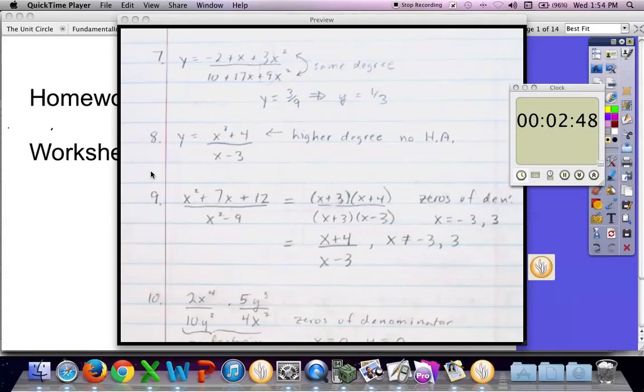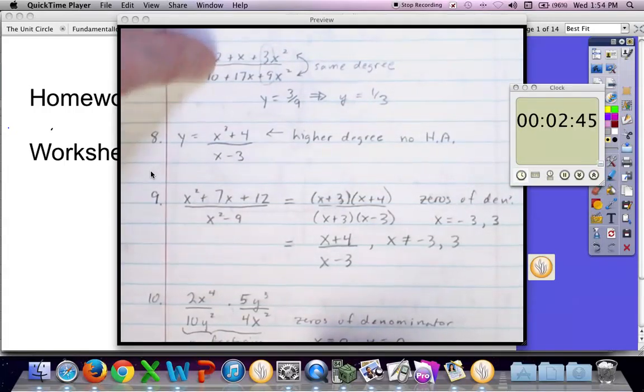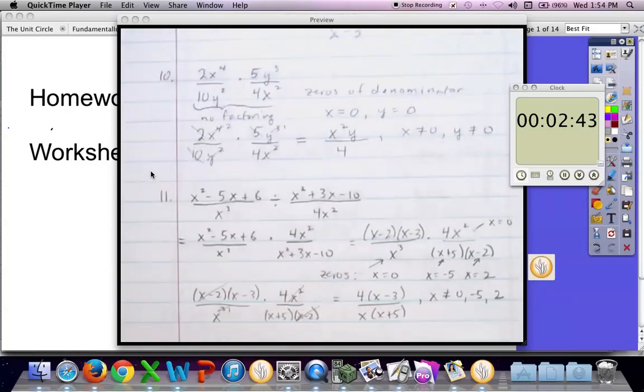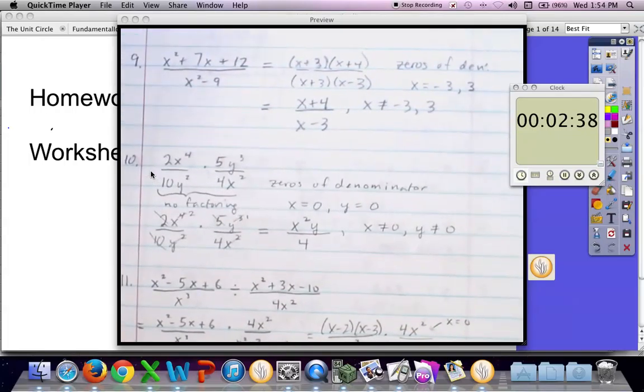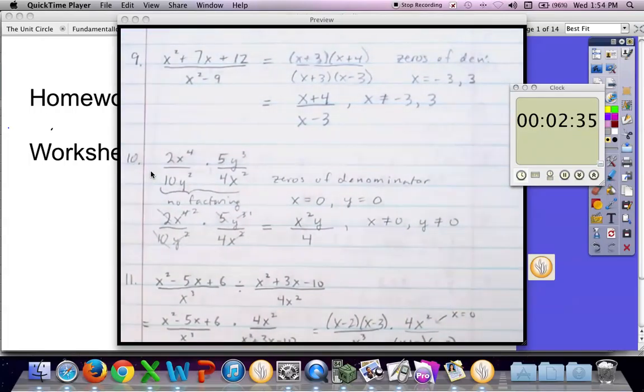Right, then we did our simplifying, multiplying, and dividing rational expressions. So number nine was the simplify. First step is factor the numerator and the denominator. Right, that was x plus 3 times x plus 4. Right, difference of squares in the denominator, x plus 3 times x minus 3. Remember, that's the point that you note the zeros of the denominator, and they were 3 and negative 3.